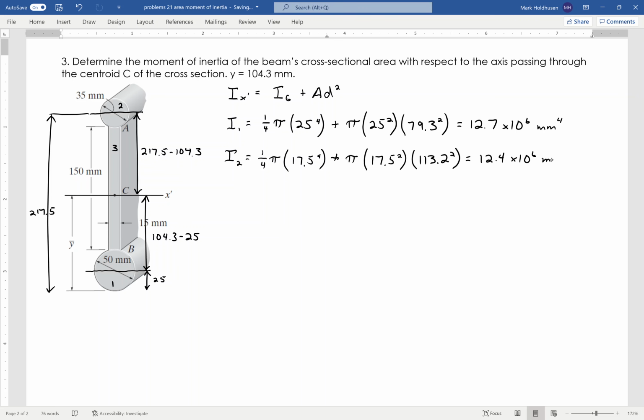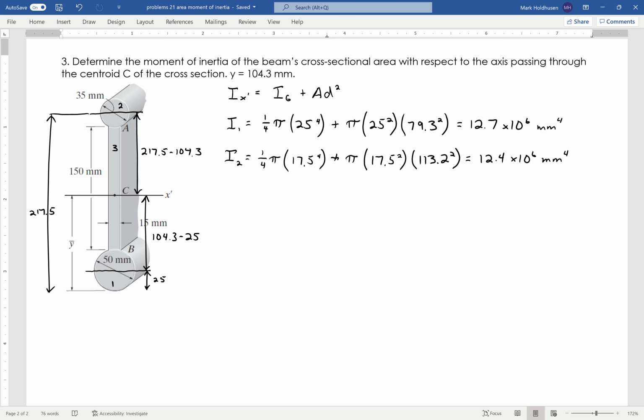And you'll notice that these have an equivalent moment of inertia about the axis, even though the 50 is obviously bigger than the 35. The fact that the 35 is further away from that x axis balances out that size difference. So those moments of inertia are pretty similar to each other about the centroidal axis that I've got there.